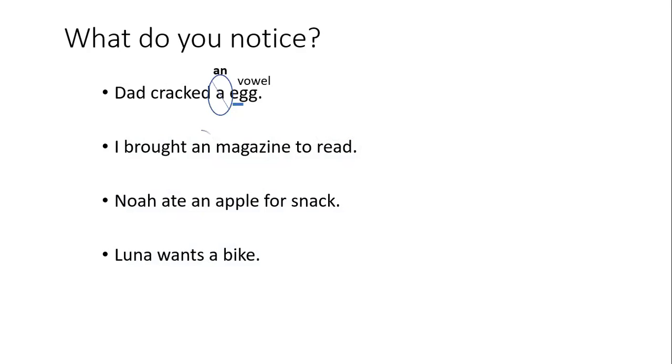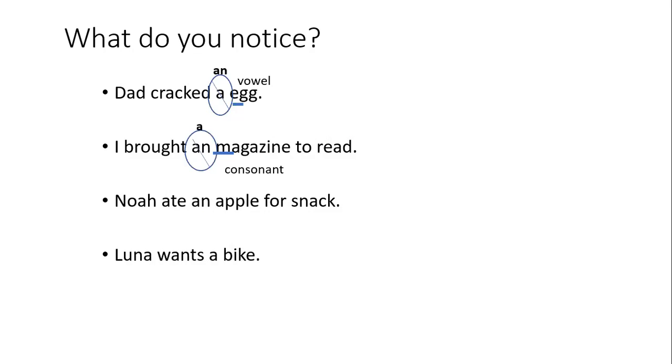Let's go to the next sentence. I brought an magazine to read, and you identified the article an. I hit that before I intended to, but you already did the exercise, so you already know this. Awesome. You look at the word that follows, and the word that follows is magazine. And magazine starts with an M sound, which is a consonant sound. So I brought an magazine, it's incorrect. We would have to cross out an because we know that that's a consonant sound. So we cross out an and we know that we need to use the article a. I brought a magazine to read. Perfect.